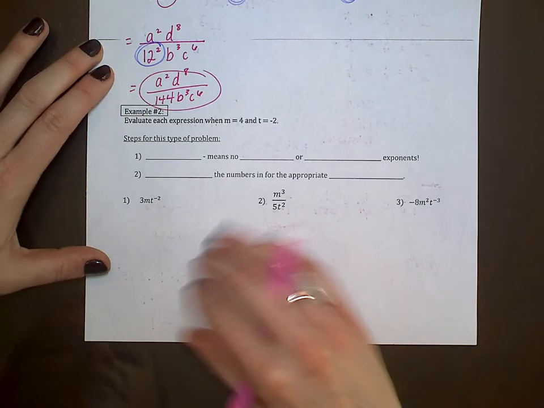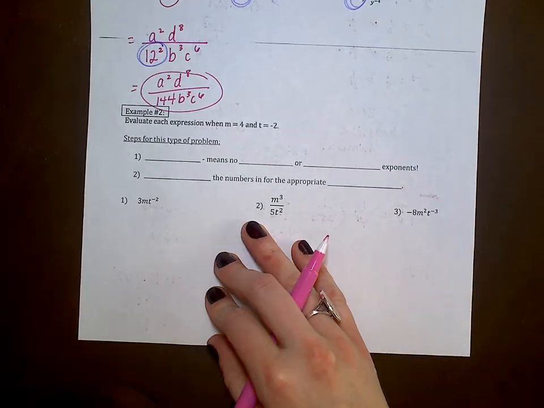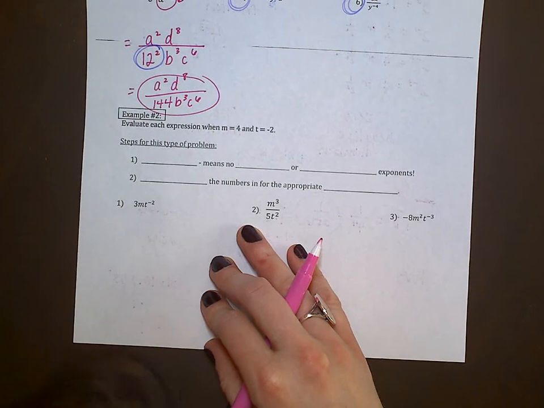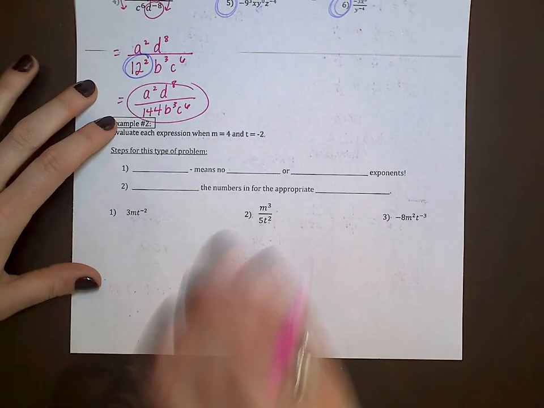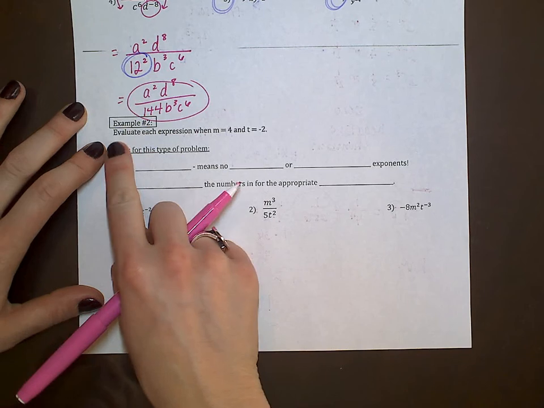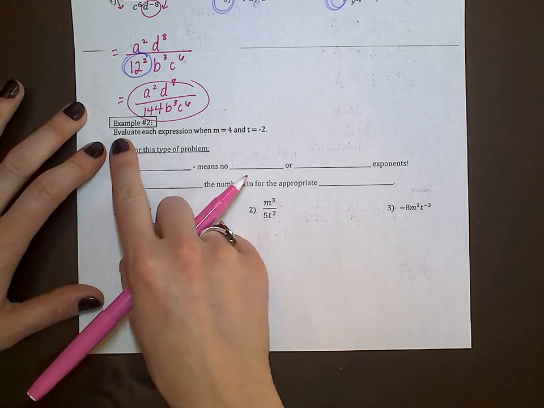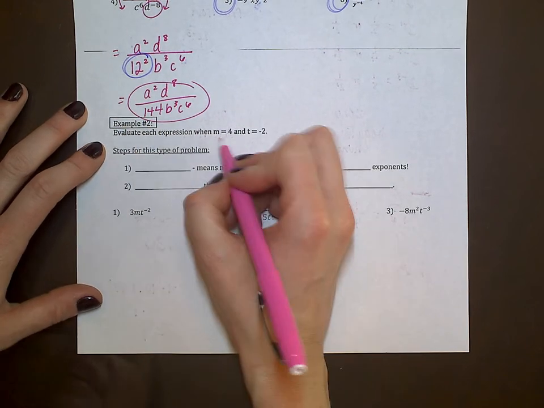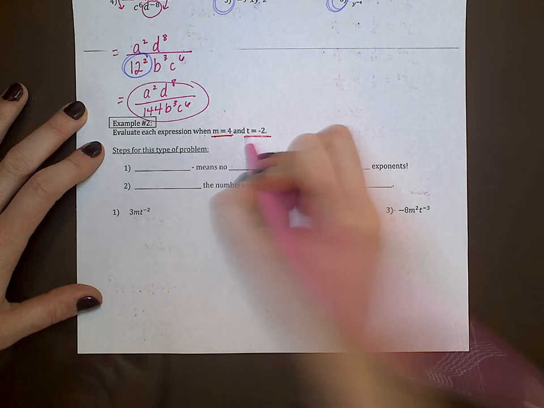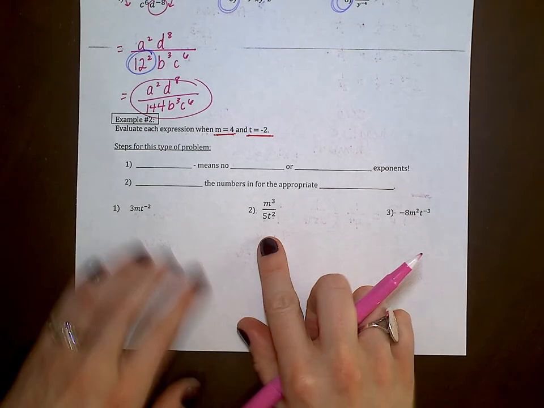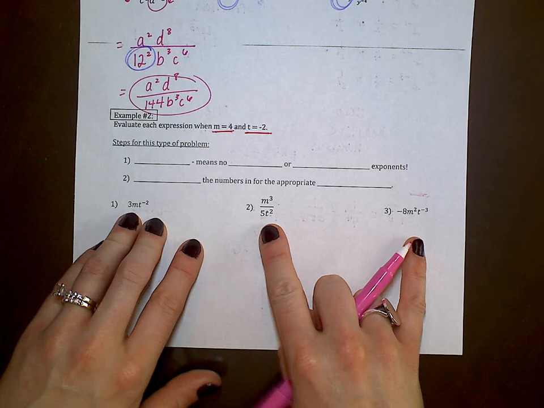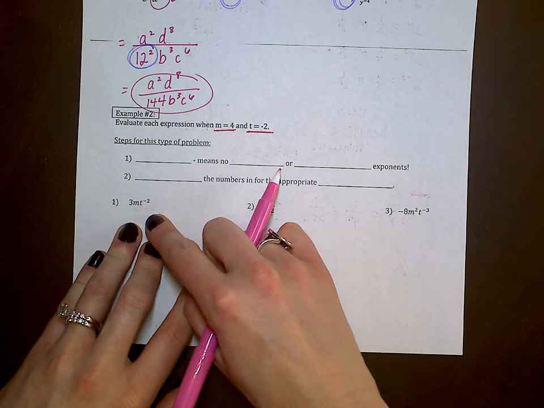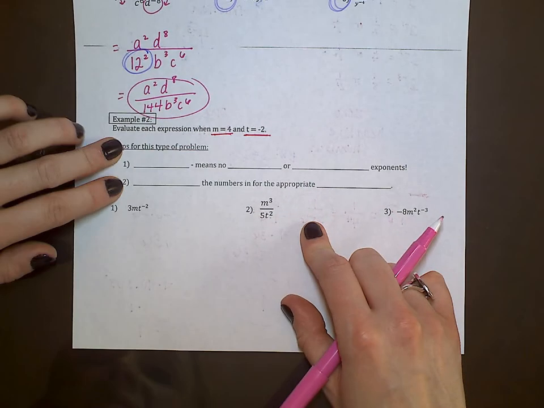All right, last example here. It's still the same idea. 0 exponents equal 1. Move your negatives to make them positive. But the difference is the directions. It doesn't just say simplify. It says evaluate each expression when m equals 4 and t equals -2. So they're going to give me an exponential expression here, and they're going to tell me what m equals and what t equals. Steps for these types of problems, because these can be tricky.